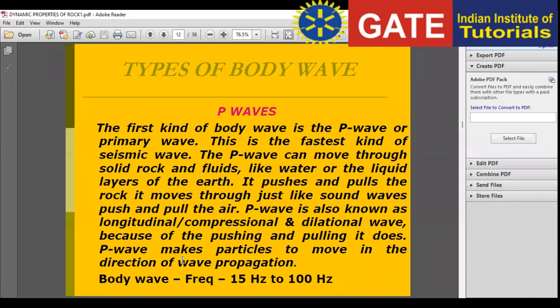So the P wave makes particles move in the direction of wave propagation. Body wave frequency is from 15 Hz to 100 Hz. So this was about the P wave.